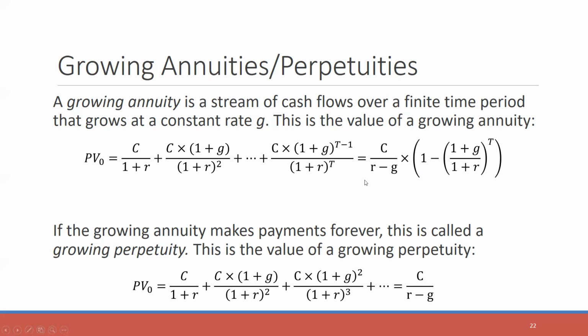So R is our discount rate and G is our growth rate. If we've got a discount rate of 10% and a growth rate of 2%, we're going to be dividing this thing by 8%. What's the intuition? Well, if it's growing and this number is getting bigger, then the denominator itself is getting smaller and smaller and smaller. So why do we care?